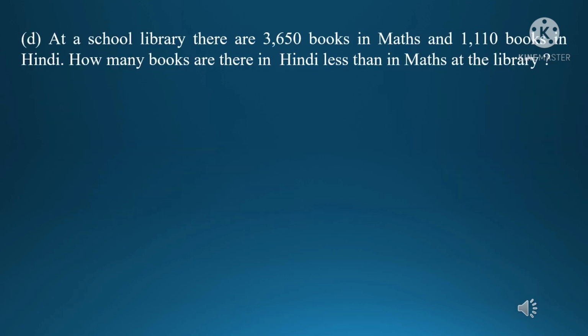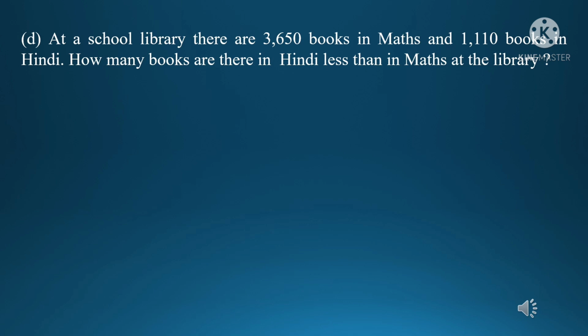The next question that we are going to talk about is number D. So everyone see that at a school library there are 3650 books in maths and 1110 books in Hindi. How many books are there in Hindi less than in maths at the library? The question says that you can clearly see that the number of maths books is greater than the number of Hindi books, isn't it?